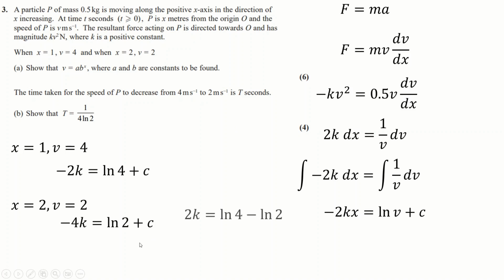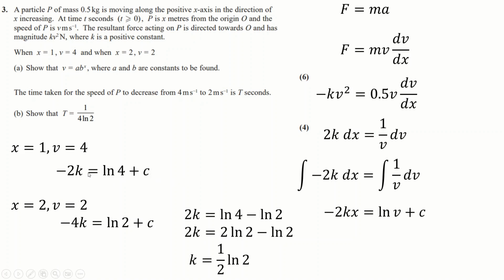I can't remember what I did here. What did I do? I did this one, it looks like, minus this one. The c's cancel. This minus this. This minus that, of course, is plus, so we get this. Divide by 2. Of course, 4 is 2 squared. Bring the 2 out to the front. And then 2 log 2 minus log 2 is just log 2. Divide by 2 and we get k as that.